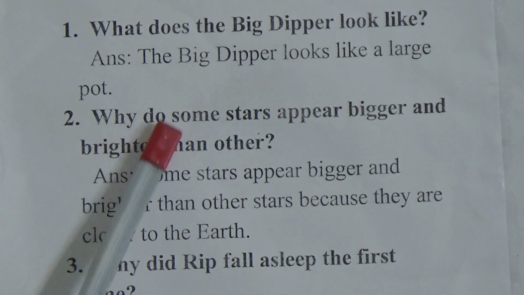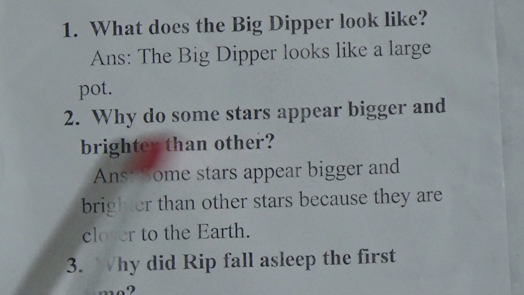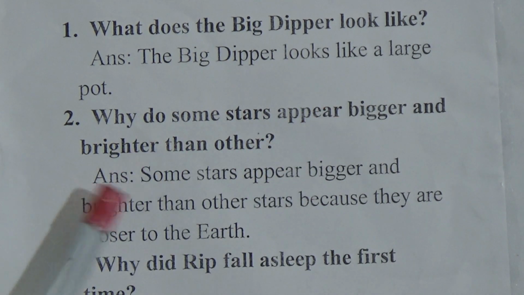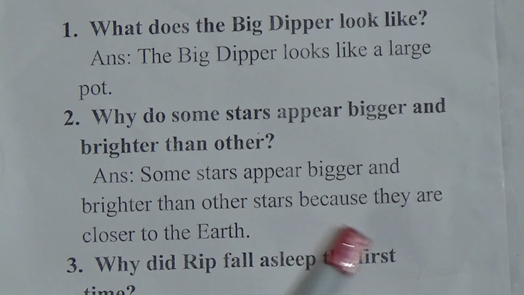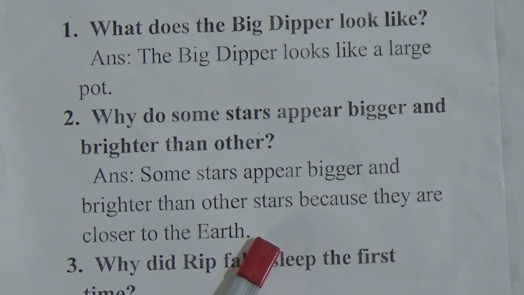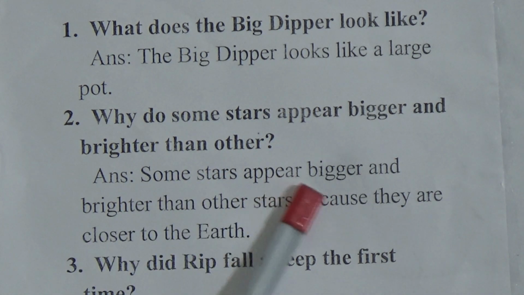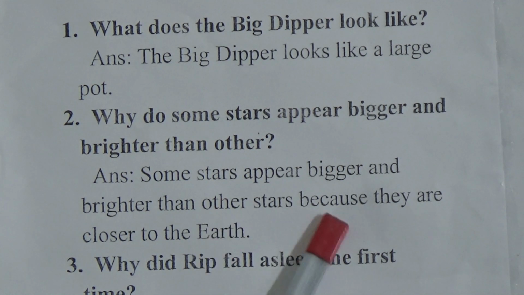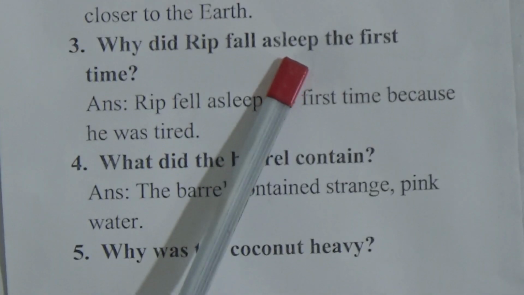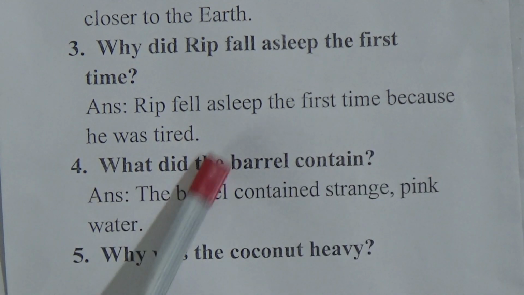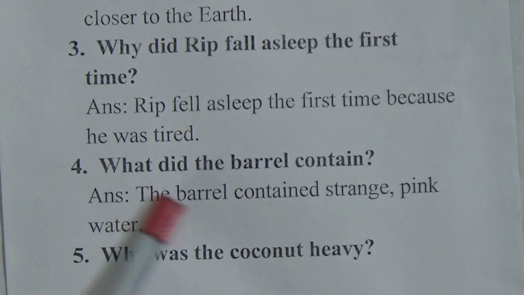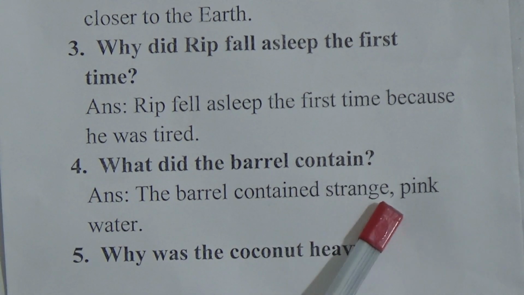Number 2, why do some stars appear bigger and brighter than other stars? Answer, some stars appear bigger and brighter than other stars because they are closer to the earth. I repeat, some stars appear bigger and brighter than other stars because they are closer to the earth. Now 3, why did Reef fall asleep the first time? Answer, Reef fell asleep the first time because he was tired. Number 4, what did the barrel contain? Answer, the barrel contained instant, pink water.